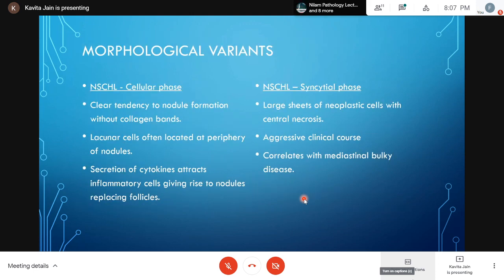Again, morphologically, we can divide nodular sclerosis Hodgkin's into cellular phase and syncytial phase. They have a clear tendency to nodule formation. Of course, as I told you, cellular phase will not have any collagen bands. The lacunar cells are visible, scattered. And in syncytial phase, there will be large sheets of neoplastic cells. It has an aggressive clinical course. We can mention in our biopsies that the patient has nodular sclerosis in syncytial phase, depending on the criteria as I told you. And mostly it correlates with mediastinal bulky disease.